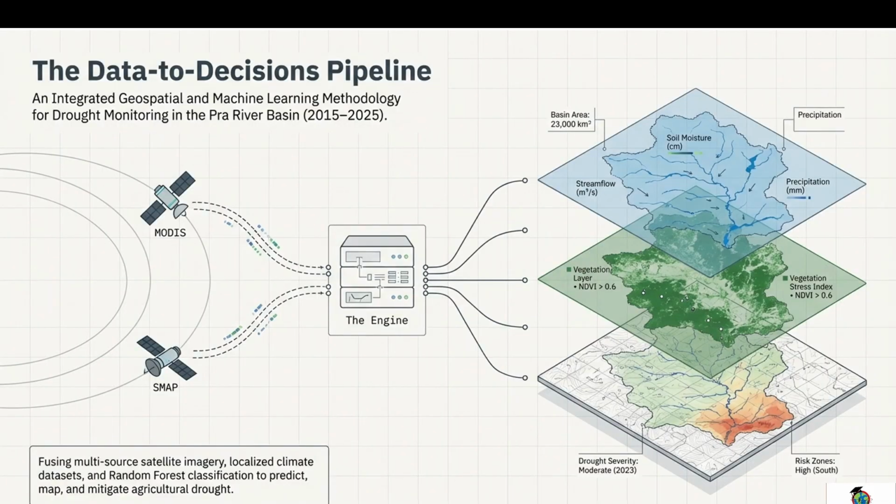So today we discuss how to work with your research objective, mainly integrating geospatial and machine learning methodology for drought monitoring in the Para River Basin area. So how to use different types of multi-source satellite imagery, localized climate datasets, and random forest classification to predict, map, and emulate agricultural drought.